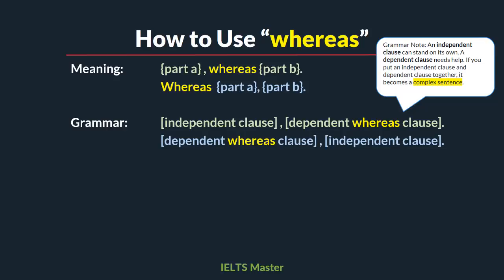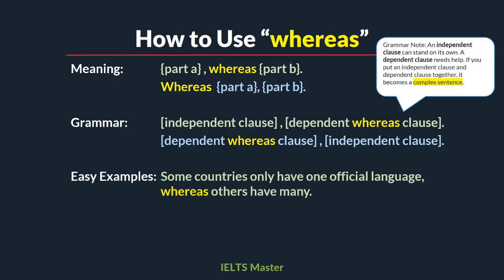When you put an independent clause and a dependent clause together, it becomes a complex sentence. Yes, a complex sentence. If you remember the band scores for IELTS writing, it references using complex structures, right? And so this is one such complex structure that you can use. Let's take a look at some more easy examples.